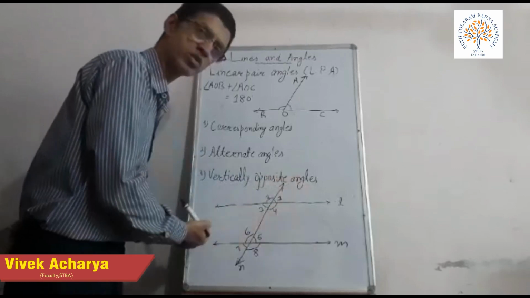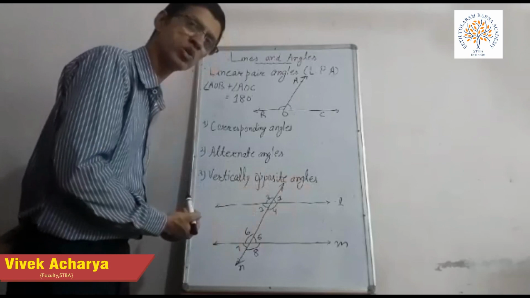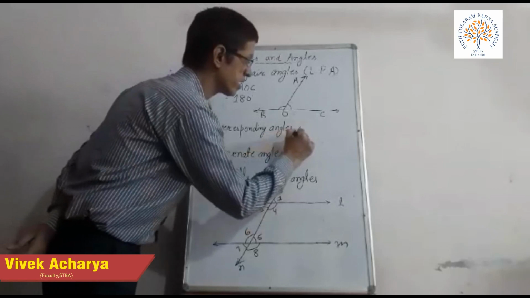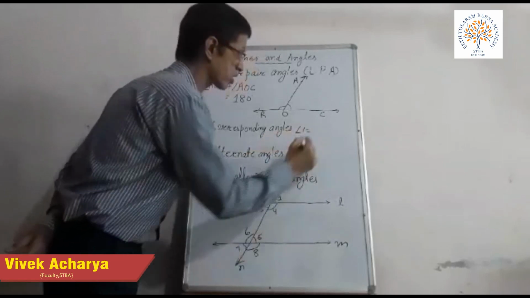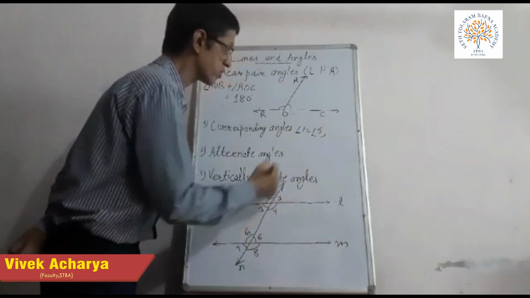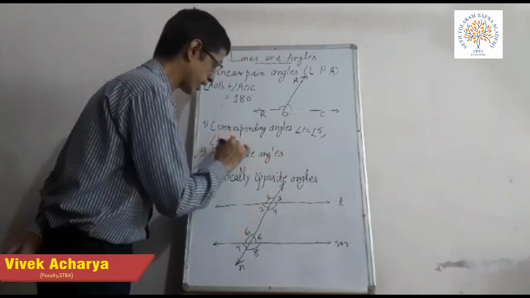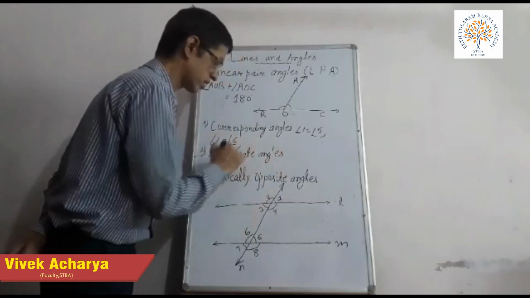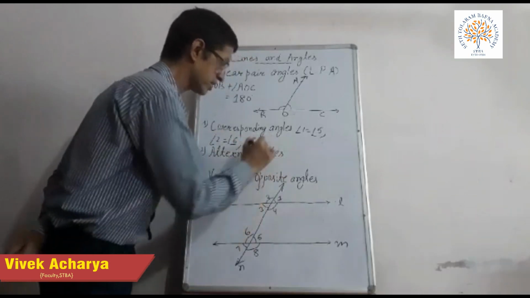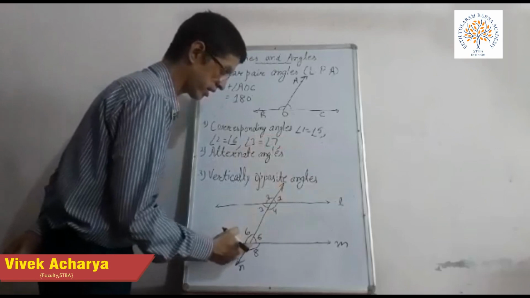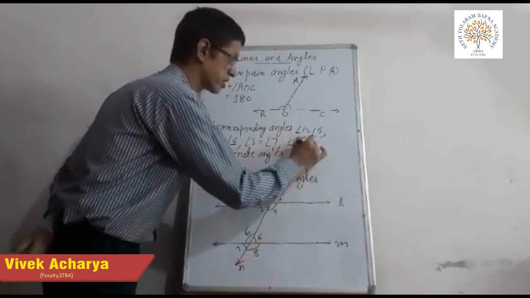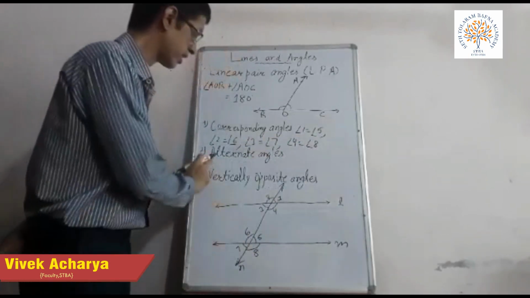When the lines are parallel, students, the corresponding angles are also equal. So in this figure you can see angle 1 is equal to corresponding angle 5. Similarly, angle 2 is equal to corresponding angle 6. Similarly, angle 3 is equal to corresponding angle 7, and angle 4 is equal to corresponding angle 8. Then alternate angles.